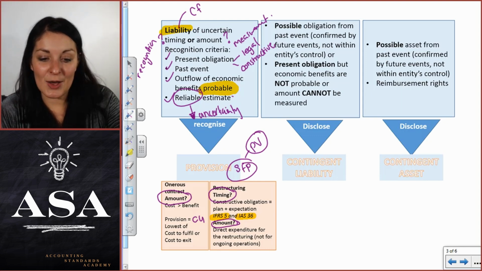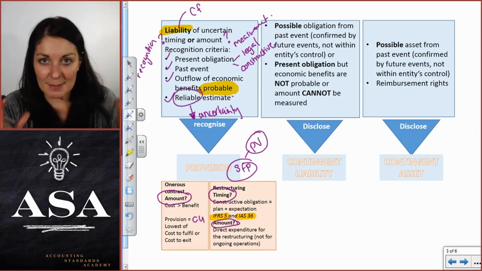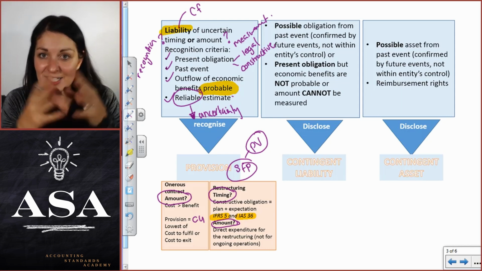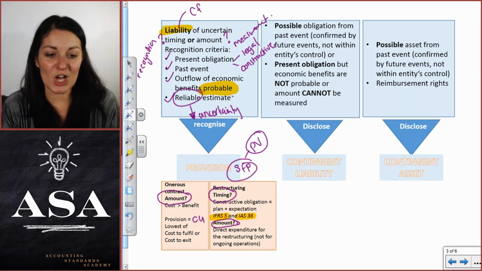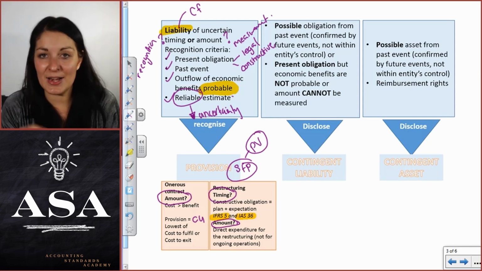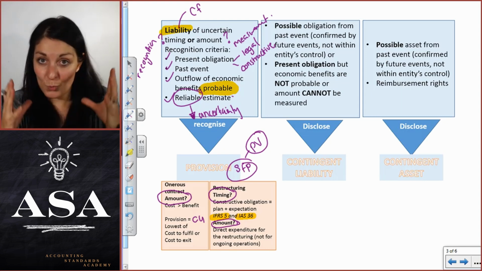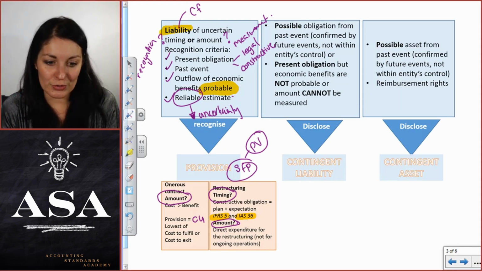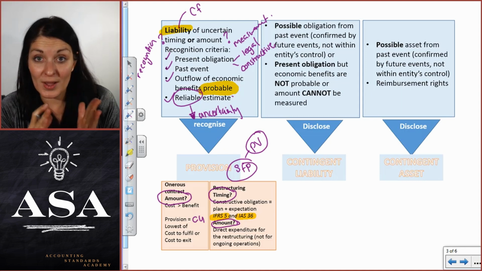Okay, so that is our provision section. To summarize it, you have a liability. That is not the issue. The issue is regarding when to recognize it and at what amount. So all of this will happen. It's just when to recognize it and at what amount.